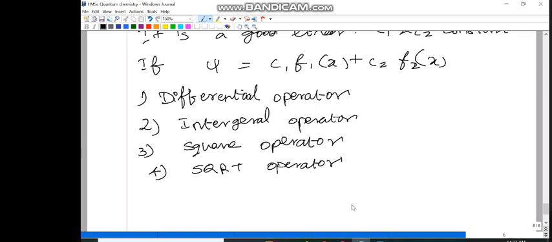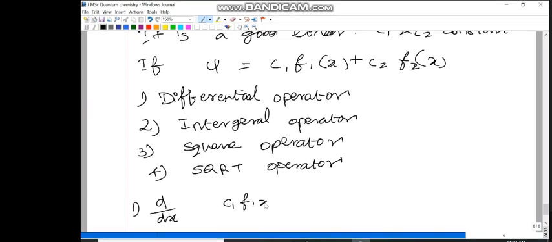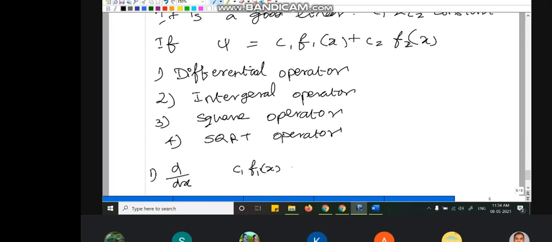So here we are taking an example for psi, the same thing, C1 f1 of x plus C2 f2 of x. If you are taking a differentiation of this equation, whether it is linear or not, we are going to see. The same thing, integration we will take for this psi value, and square as well as square root. Okay, first we'll see about the differentiation. So dy by dx of c1 f1 of x plus c2 f2 of x, right?